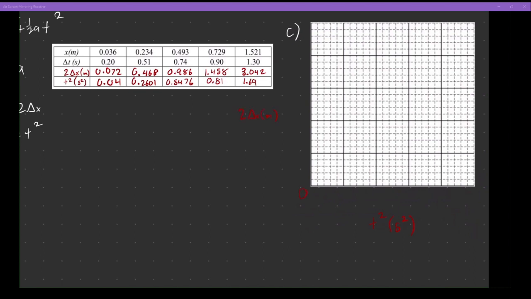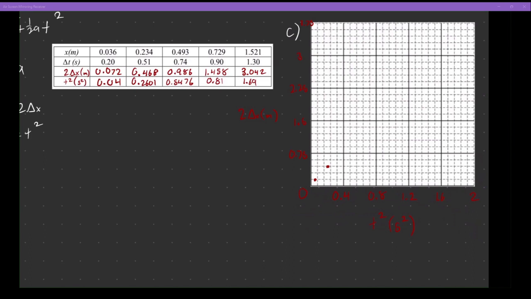My scale starts at 0. I'm gonna increase on the horizontal by 0.4 each time, and on the vertical, I would increase by 0.75 each time. Okay, so for the first point, t squared is 0.04, y is 0.072, so that's about right there. Next point is 0.2601, and the vertical is 0.468, so 0.2 is about halfway between the first box, and then about halfway up, so I'll say right here.